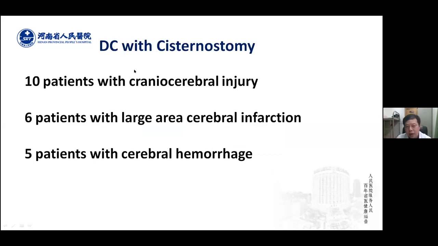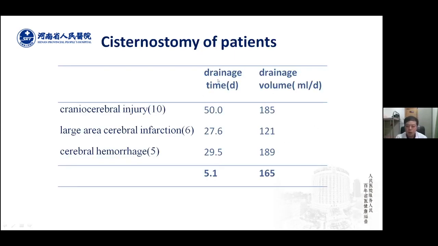So we have primarily the data from the clinic, and so the DC with the cisternostomy. We have the totals: 21 patients, 10 patients with cranial cerebral injury, 6 patients with a large area of cerebral infarction, 5 patients with cerebral hemorrhage. After that, this is the drainage time and the drainage volumes every day.